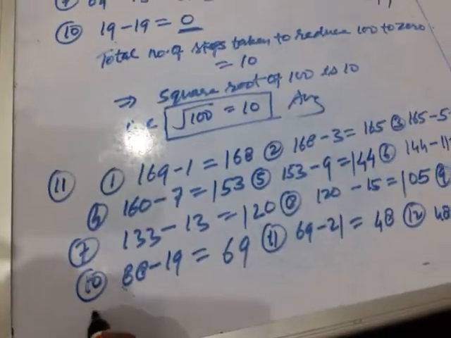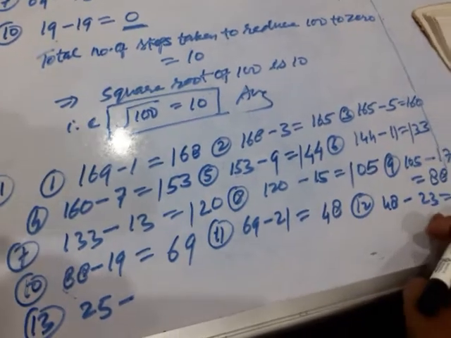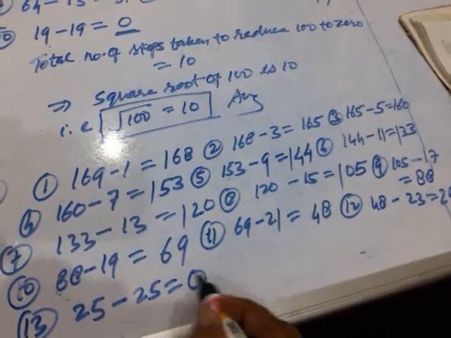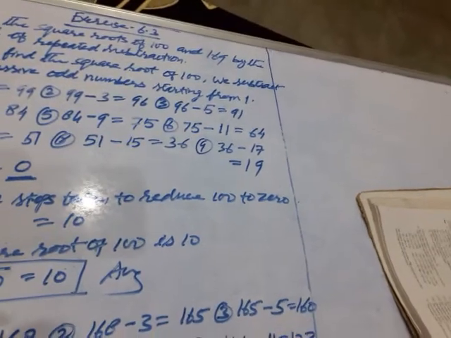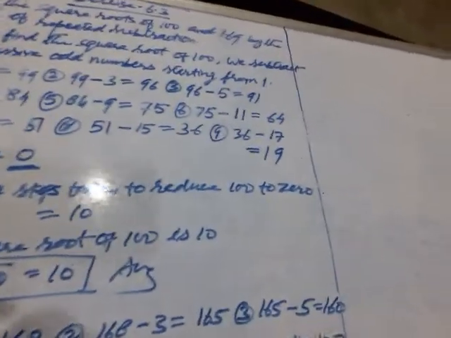And this 13th step is how much? 25 minus, the next odd number after 23 is 25 itself, that is 0. Now children, you see, when 169 is reduced to 0, see the number of steps taken here.